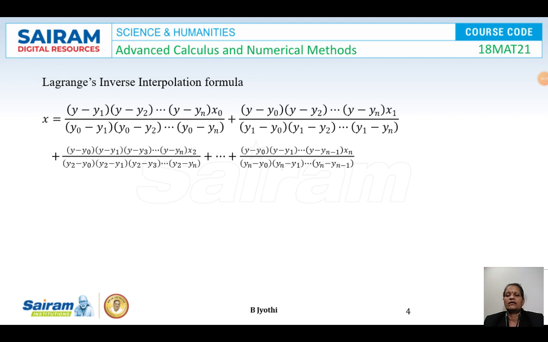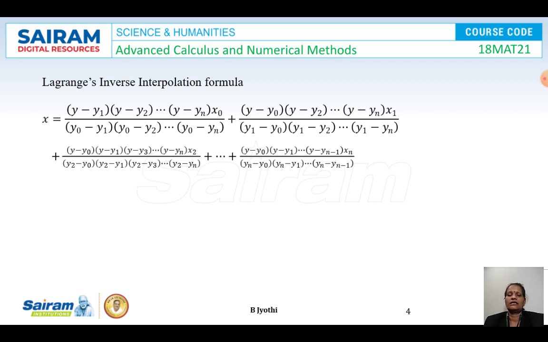Then the Lagrange's inverse interpolation is similar to that of the interpolation formula from the Lagrange's, wherein x is replaced with y and vice versa. So here we are going to find the value of x and it is represented in terms of y, that is y minus y1, y minus y2, etc., y minus yn, leaving y0 term, and x0 is multiplied in the denominator y0 minus y1, y0 minus y2, etc., y0 minus yn, and so on.